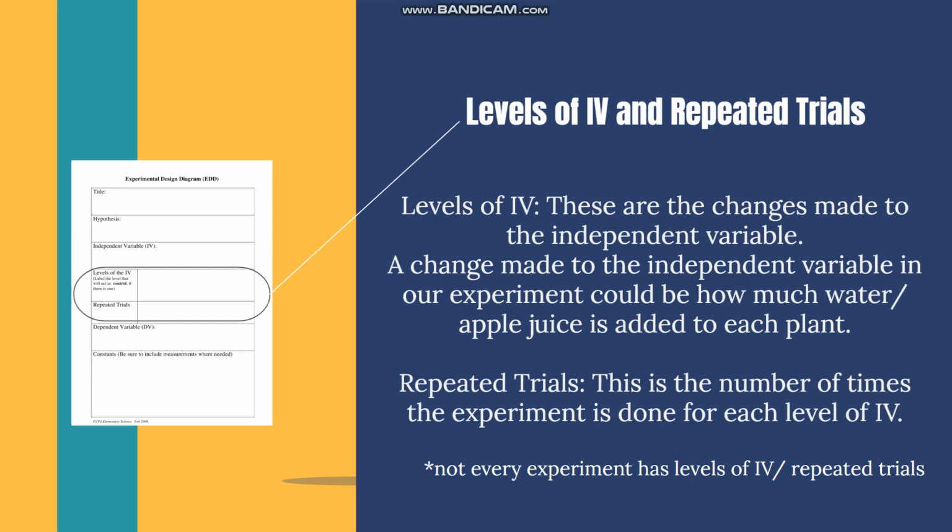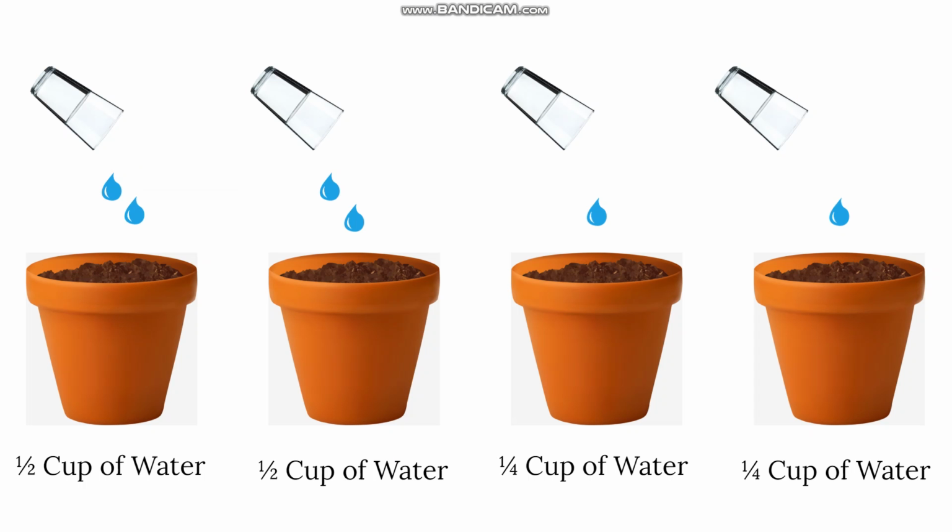Not every experiment will have levels of IV and repeated trials, but just in case, the levels of IV are the changes made to the independent variable. A change made to the IV in our experiment could be how much water/apple juice is added to each plant. Repeated trials is the number of times the experiment is done for each level of IV.